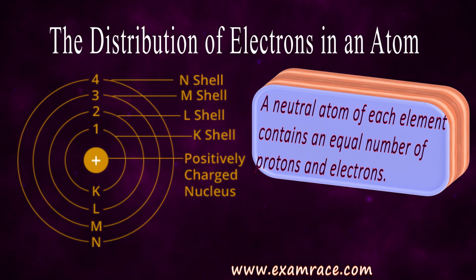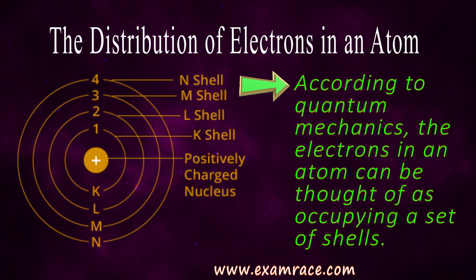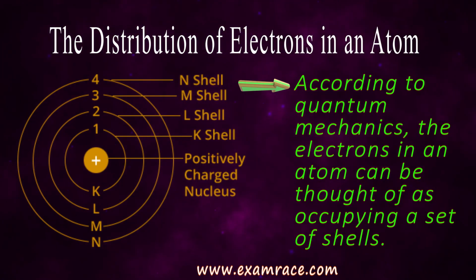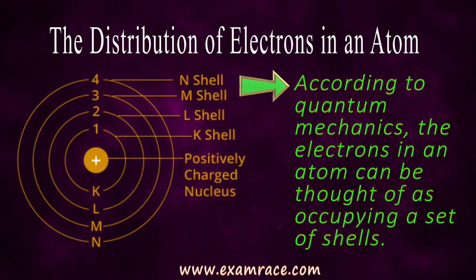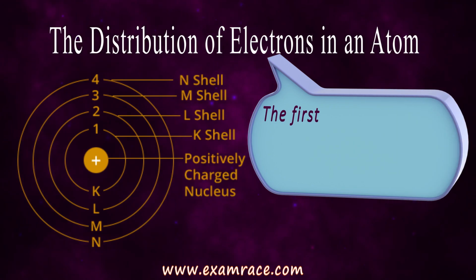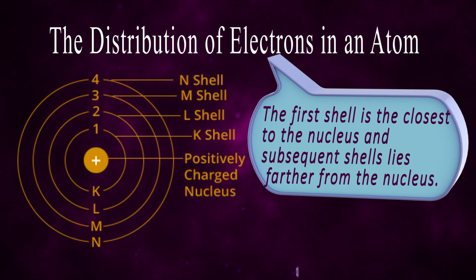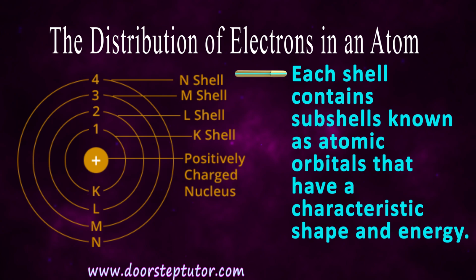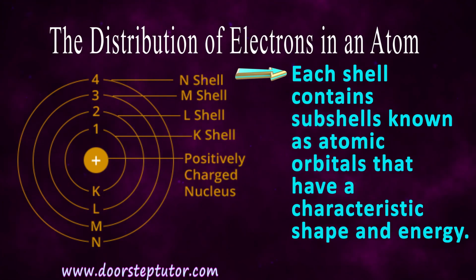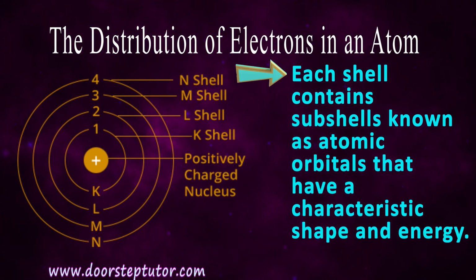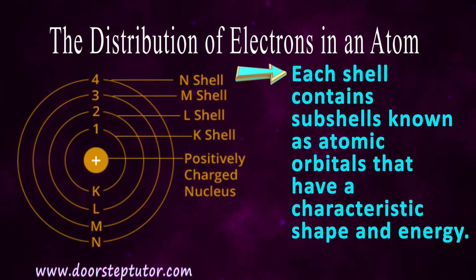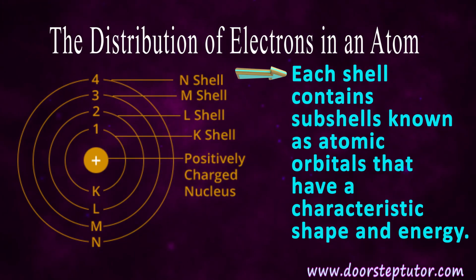According to quantum mechanics, the electron in an atom can be thought of as occupying a set of shells. Now let's talk about the shells of an atom. The first shell is the closest one to the nucleus, and other shells are subsequent to it. Each shell contains subshells. Like in this figure, you can see the first shell. We can also call it the first energy shell. Then you can see the second energy shell, third energy shell, and so on.